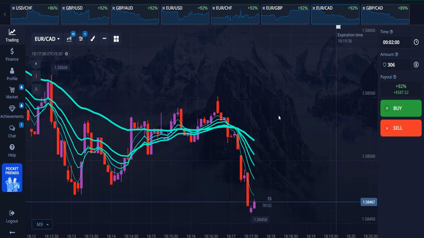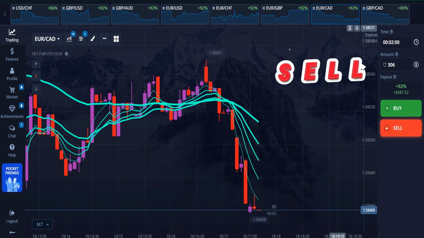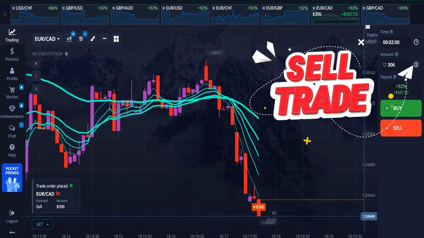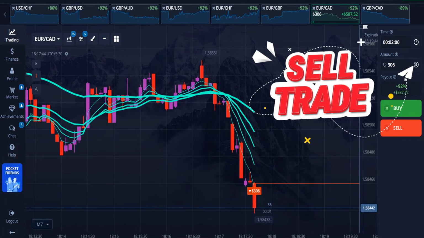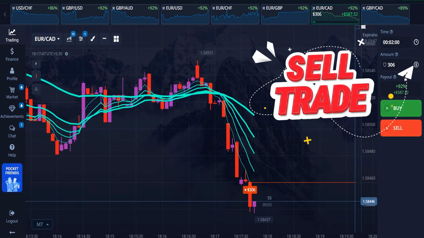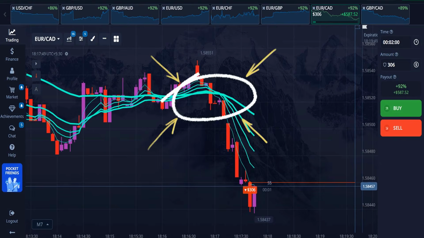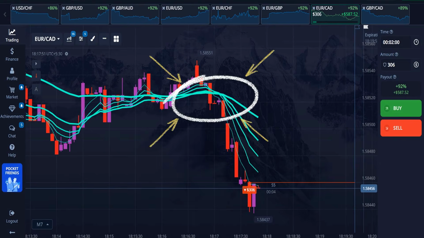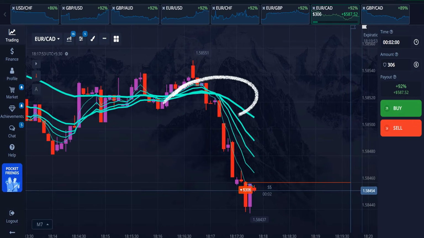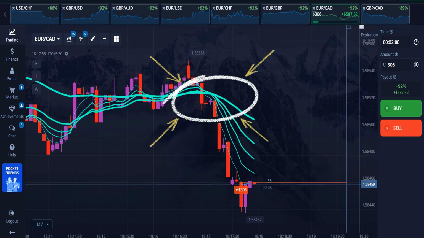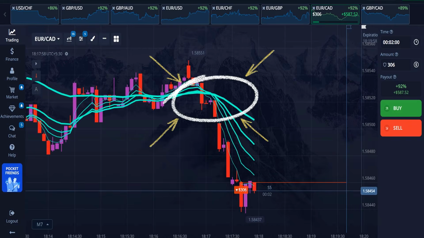Now let's take a look at our 5th and final trade of the session, a sell trade using the 5 EMA crossover strategy. At first glance, everything looked good. The EMAs had started crossing and aligning from bottom to top, and price was below all EMAs. It seemed like the beginning of a new downtrend, so I entered a 2-minute sell trade right here.